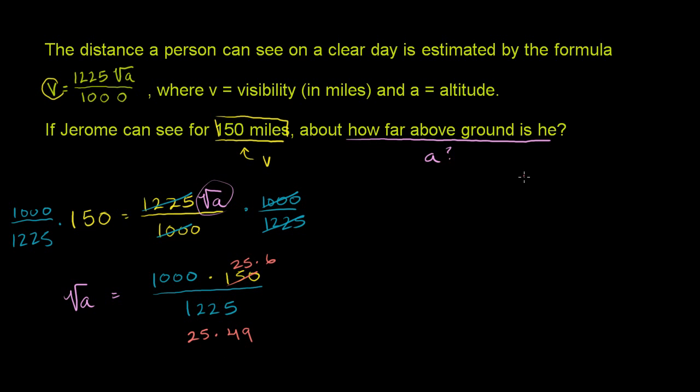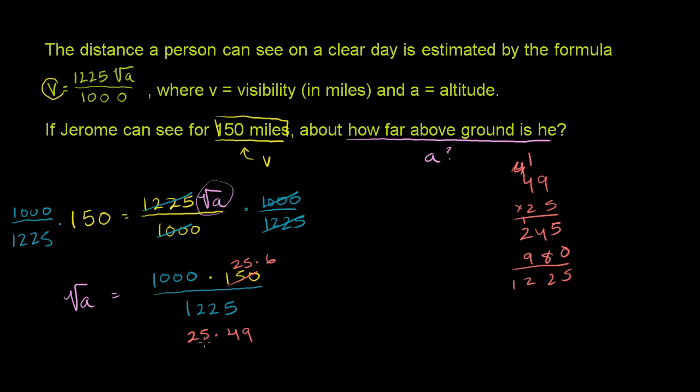Let me double check that. 49 times 25. 9 times 5 is 45. 4 times 5 is 20, plus 4 is 24. Put a 0 here. 2 times 9 is 18. 2 times 4 is 8, plus 1 is 9. You get a 5, you get a 12. Yep, it's 1225. So this is 25 times 49.